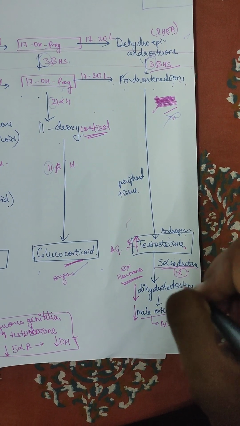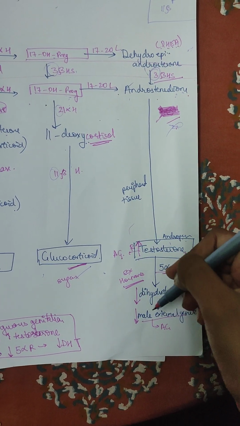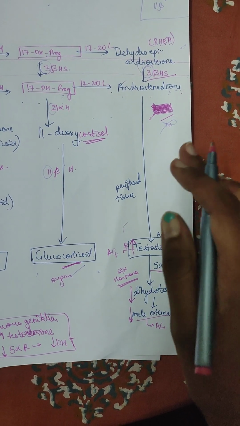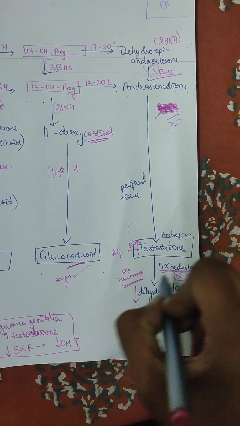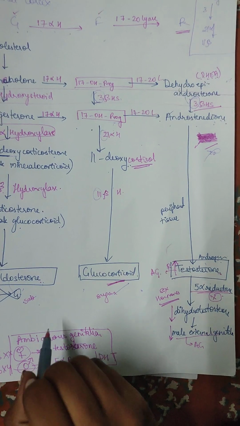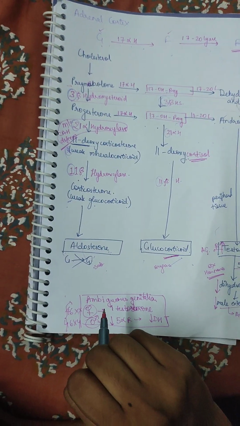This dihydrotestosterone is responsible for the male external genitalia, and thus is responsible for the ambiguous genitalia if there is deficiency of 5-alpha reductase. Okay, so where all do we get ambiguous genitalia? We can get it in males, or we can get it in females.